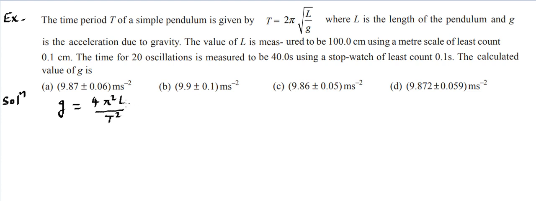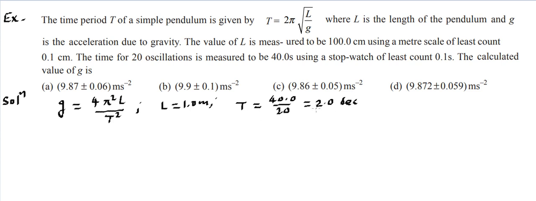Now 4 pi square, we know the value of 4, we know the value of pi, we know the value of L. What is the value of L is given over here. We need to use the SI unit, so this L has to be converted into meters. So that's basically 1 meter. So L has to be placed as 1 meter. And what the time period is going to be, we can say 20 oscillations take 40.0 seconds. So what will one oscillation take? It is 40.0 divided by 20, so that will turn up as 2.0 second. So that's the time period.